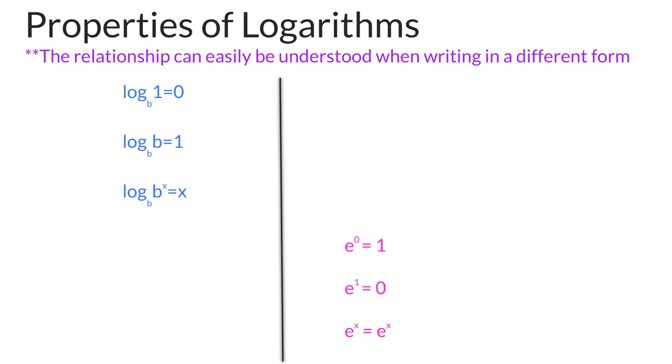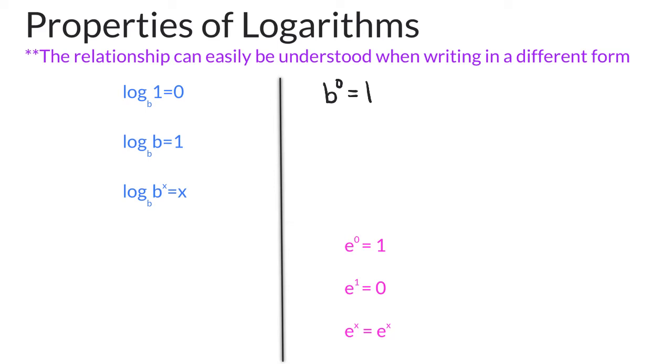So there are some properties with logarithms that we can use, and it's best to understand those properties when we can change them into exponential form to see where they've come from. If we take a look at the left side, we have log base b of 1 equals 0. Well, if we transfer that logarithm into exponential form, it is b to the 0 power equals 1. And we know that anything raised to the 0 power is going to equal 1, no matter what that base is.